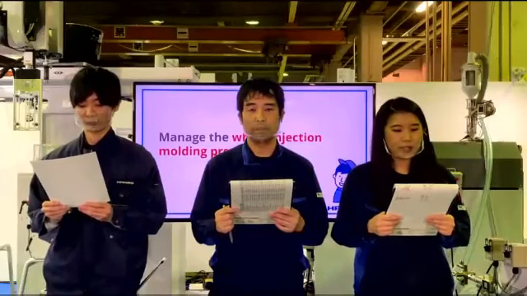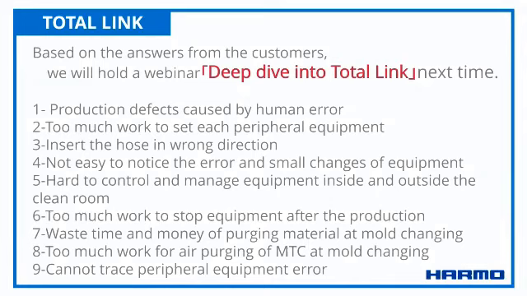Before we go on to the survey, I will introduce the contents. You have problems or hopes such as: production defects caused by human error, too much work to set each peripheral equipment, inserting the hose in the wrong direction, not easy to notice the error and small changes of equipment, hard to control and manage equipment inside and outside a clean room, too much work to stop equipment after the production, waste of time and money of purging material at mold changing, too much work for air purging of MTC at mold changing. 9. Cannot trace peripheral equipment error.